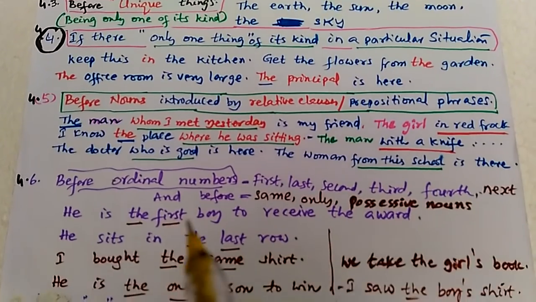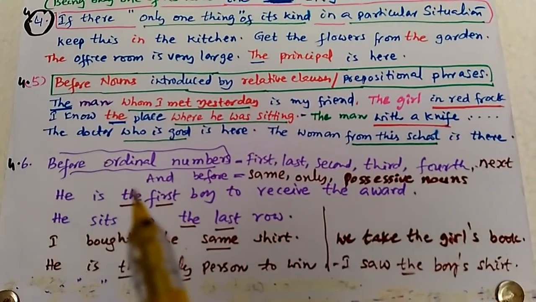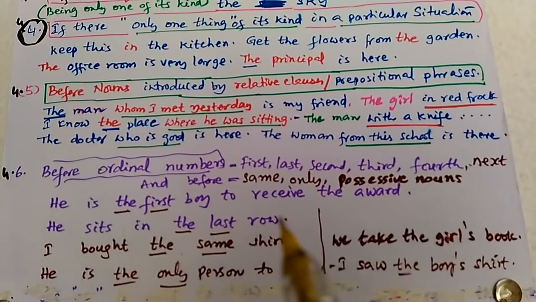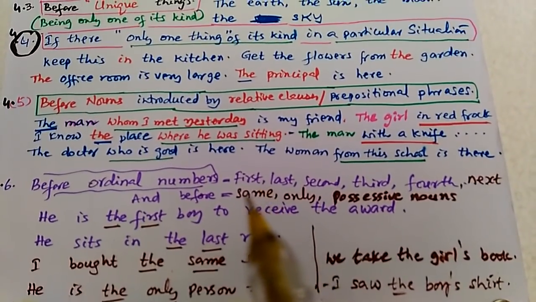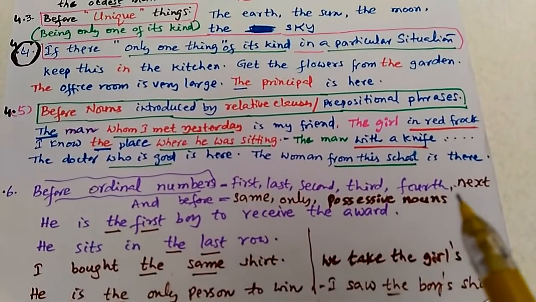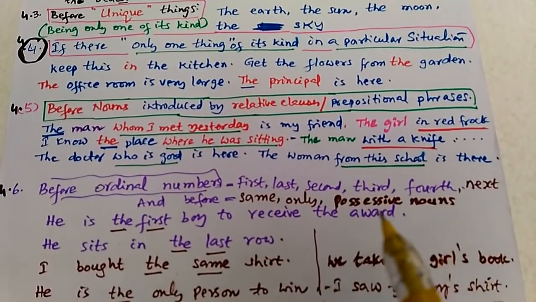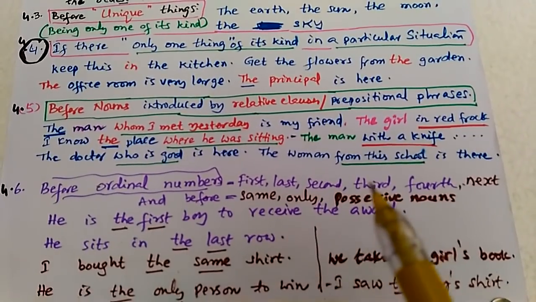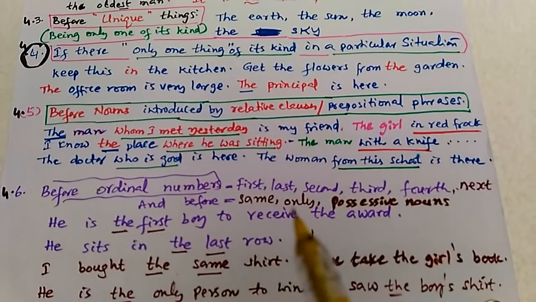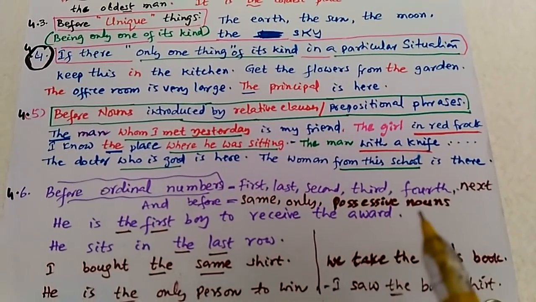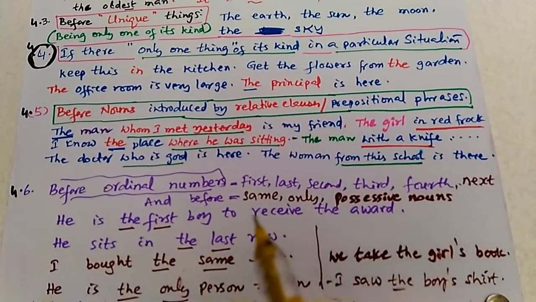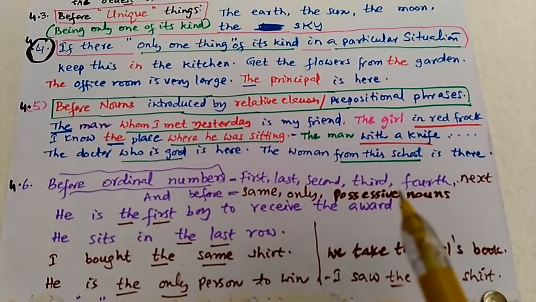And next rule is 4.6. We can write the before some ordinal numbers and also some other words. Ordinal numbers like first, last, second, third, fourth, next, etc. will take the before these words. And also some words like same, only, and pursue nouns also take the before these words.